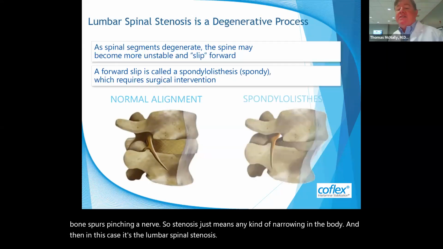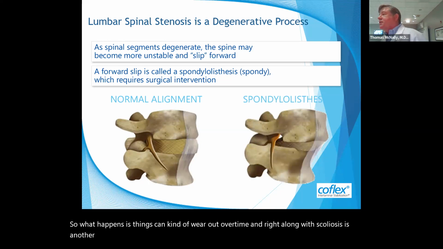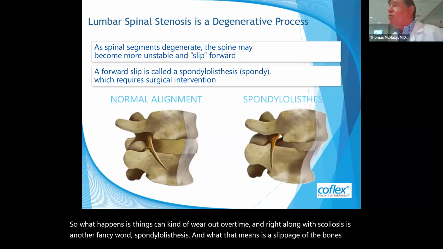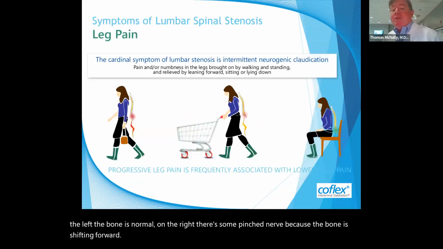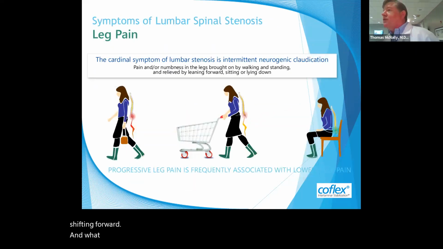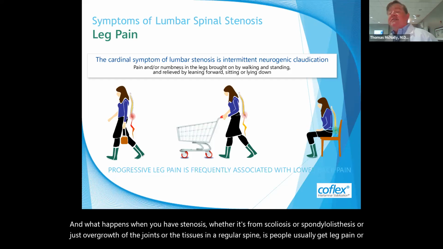So what happens is things can wear out over time. And right along with scoliosis is another fancy word, spondylolisthesis, which means a slippage of the bones. On the left, the bone is normal. On the right, there's a pinched nerve because the bone is shifting forward. And when you have stenosis, whether it's from scoliosis or spondylolisthesis or just overgrowth of the joints or the tissues in a regular spine, people usually get leg pain or difficulty walking distances.